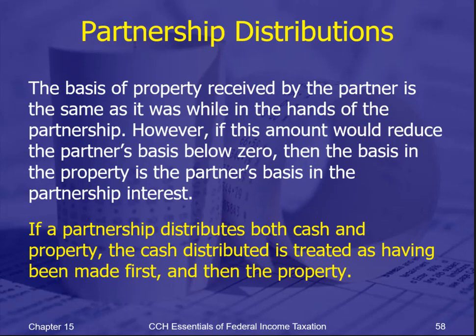If there's both cash and property, cash distributed is treated first, and then the property. You do it in that order. So that wraps up partnerships in Chapter 15.